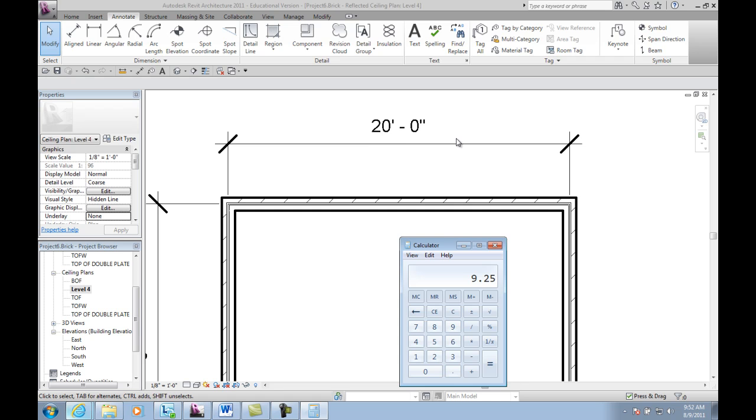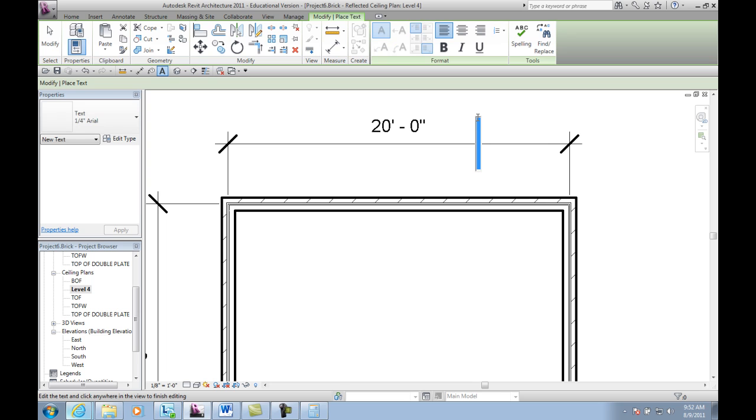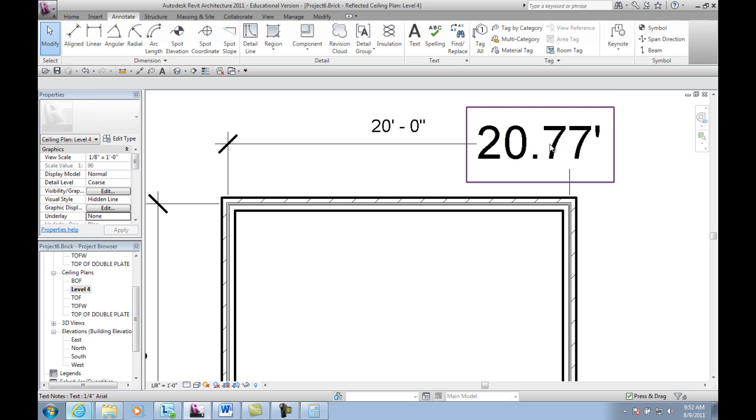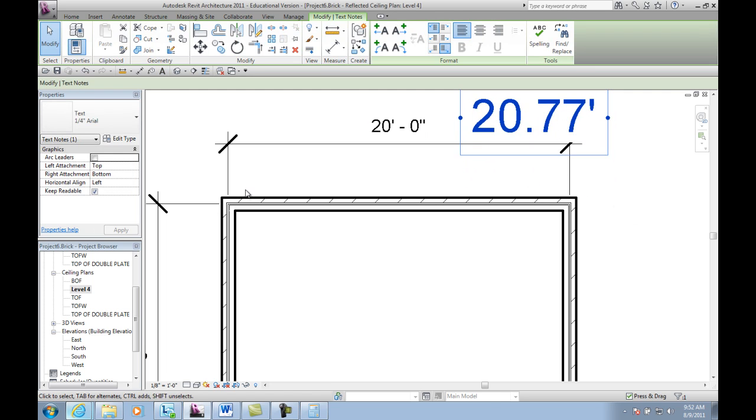But remember, we need to make sure this is in feet. We need to keep the same unit. So how do you calculate inches to feet? You just take 9.25 and you divide it by 12 inches. So we can go ahead and write that in. 20.77, 20.77 feet. Okay? That would be from corner to corner.